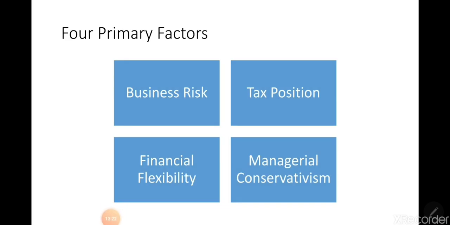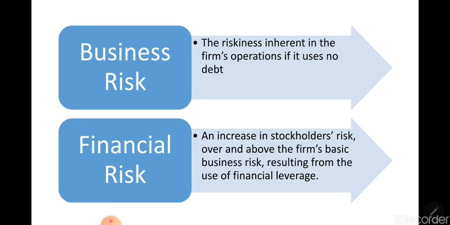So these 4 points largely determine a firm's target capital structure, but operating conditions can cause its actual capital structure to vary from the target, and you will later on study more reasons that might influence the target capital structure of the business. Now moving ahead, there are two types of risk.